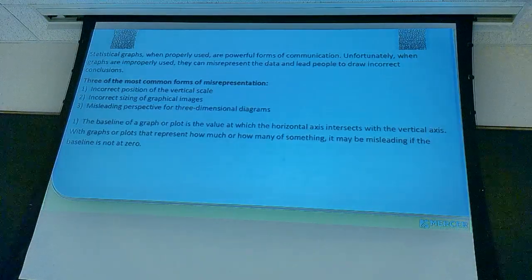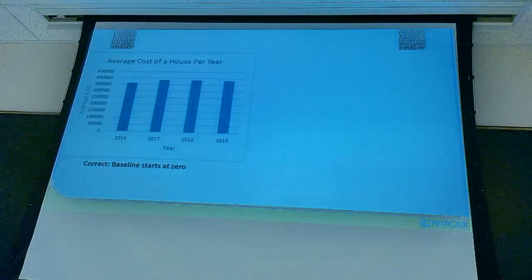Baseline is the height at which the horizontal intersects with the vertical. And so we can mislead if we set a baseline other than 0. As an example, average cost of a house per year from 16 to 19. It's given here.